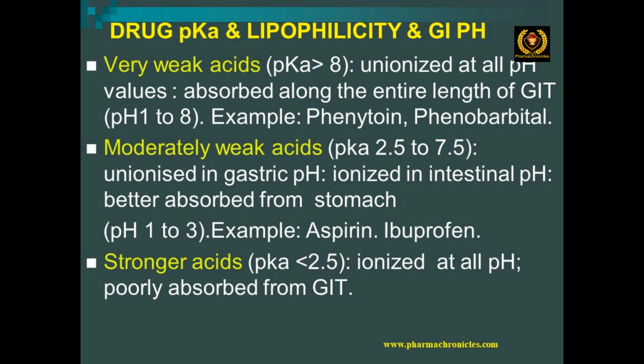Drug pKa and lipophilicity and GI pH. Very weak acids, pKa above 8, are unionized at all pH values and absorbed along the entire length of the GIT, pH 1 to 8. Examples: phenytoin, phenobarbital. Moderately weak acids, pKa 2.5 to 7.5, are unionized in gastric pH and ionized in intestinal pH, so better absorbed from the stomach, pH 1 to 3. Examples: aspirin, ibuprofen. Stronger acids, pKa below 2.5, are ionized at all pH and poorly absorbed from the GIT.